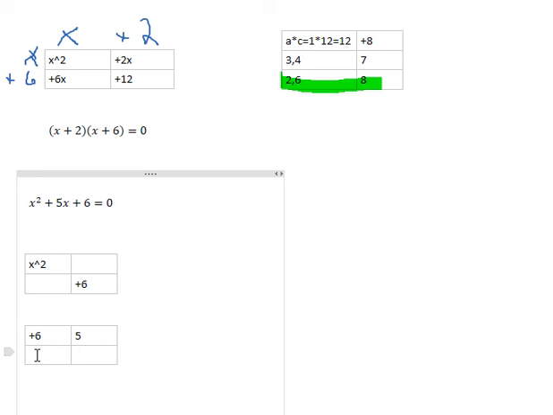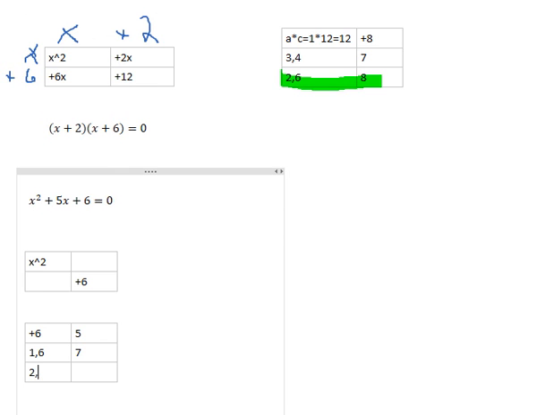Now, let's just go with the obvious. We've got 1 times 6, which adds up to 7. All right. 2 times 3 gives me 6, and that does add up to 5. Cool. Let's just go ahead and highlight that. This is what happens when I use a trackpad and not an actual mouse. All right. Let's put this in. We have 2 plus 2x plus 3x. Okay.